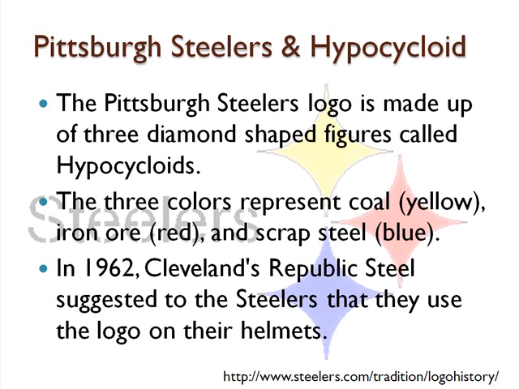A little bit of history about the Steelers and the hypocycloid is the logo is made up of three diamond-shaped figures called hypocycloids. The three colors are yellow, red, and blue, and they represent coal, iron ore, and scrap steel. And an interesting fact that Cleveland Browns fans love to hear is that in 1962, the Republic Steel out of Cleveland suggested that the Steelers use the hypocycloid as their logo on their helmets.